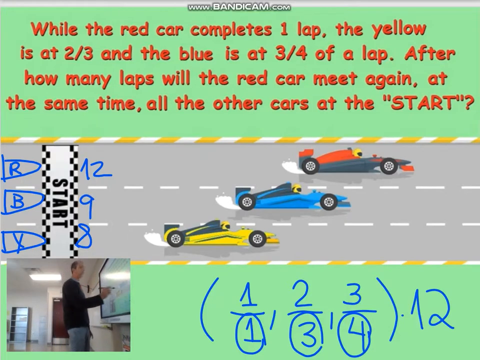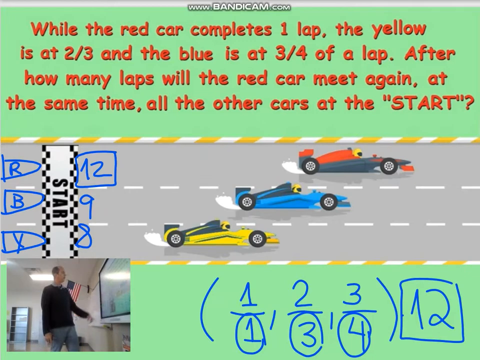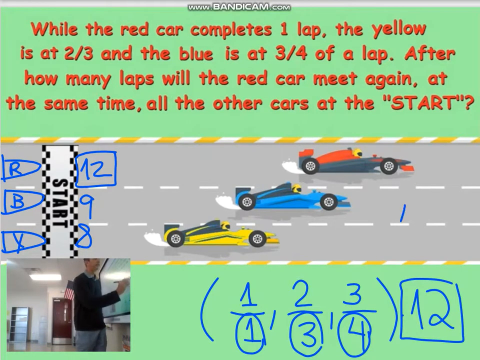The answer is 12. The red car will be completing 12 laps when it meets with all the other cars. And yes, 12 is the right answer.